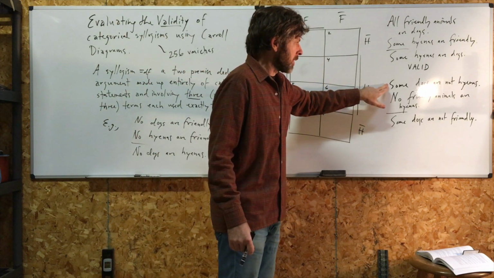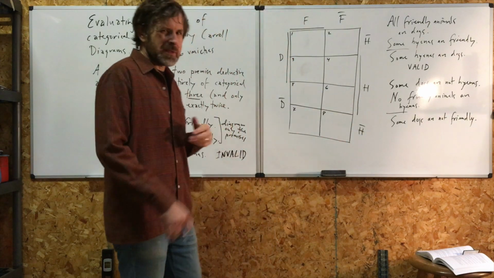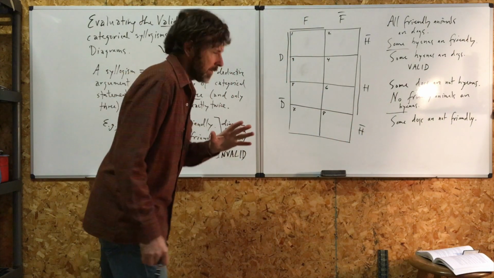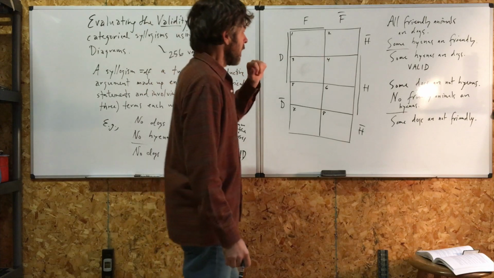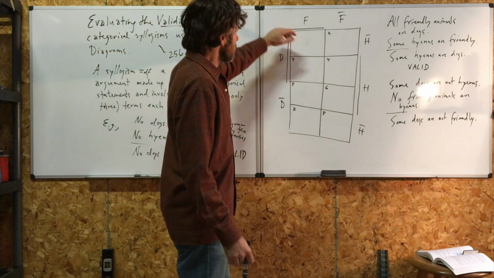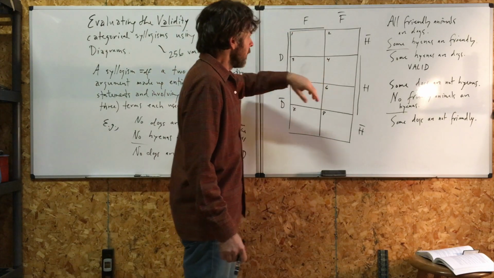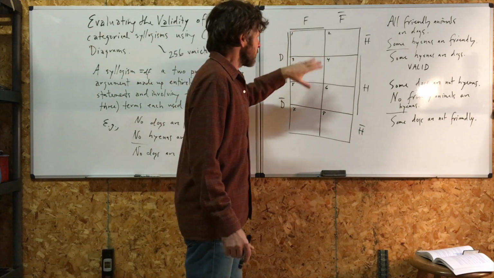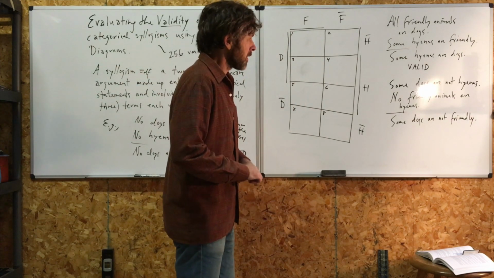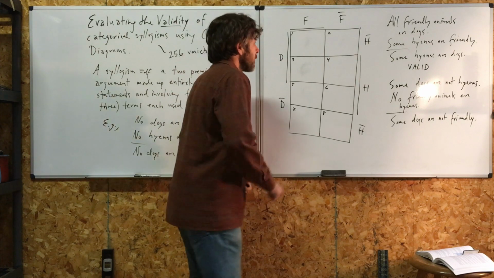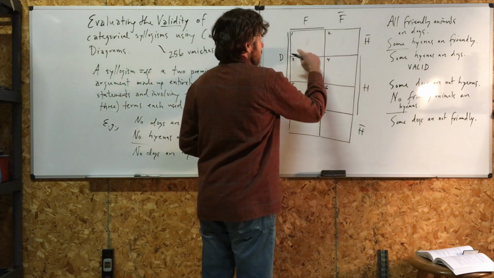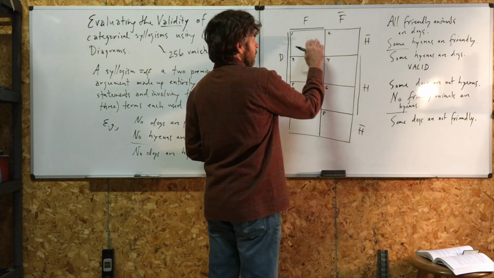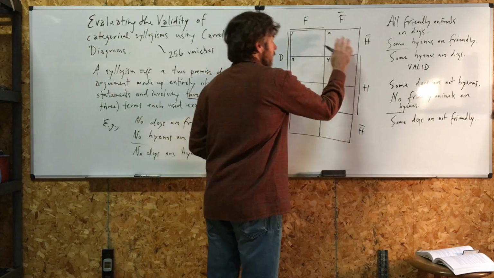I'm going to diagram this premise first. Let's see how this goes. I'm doing this to make a point. You'll see. Some dogs are not hyenas. Okay, we're talking about dogs right here. 1, 3, 2, and 4. Some are not hyenas. That means at least one dog is not a hyena. So, there is an X. There is a dog somewhere in regions 1 and 2.